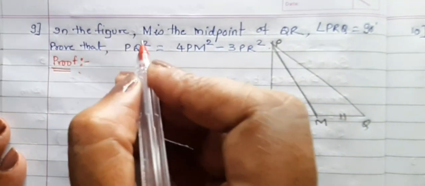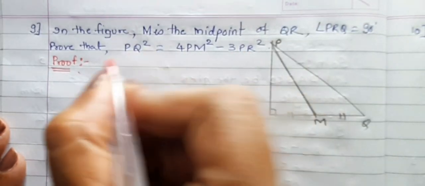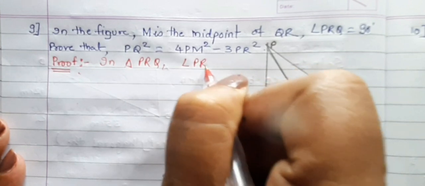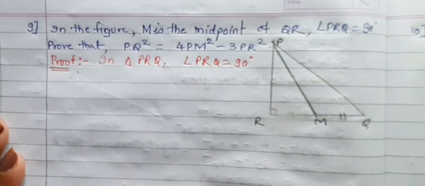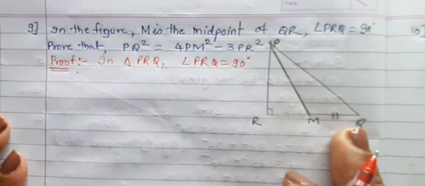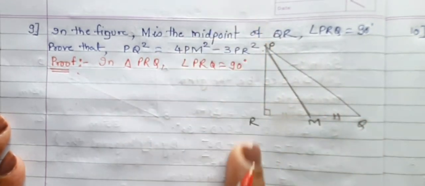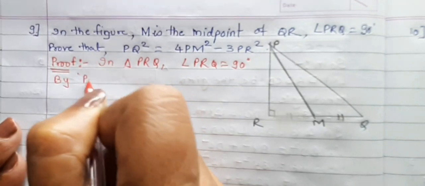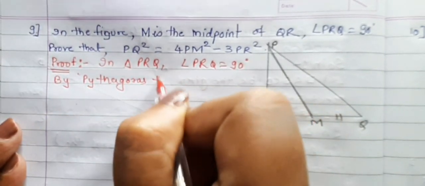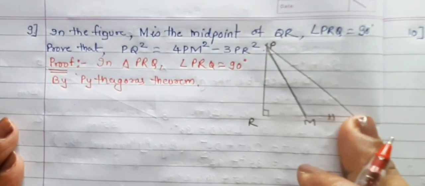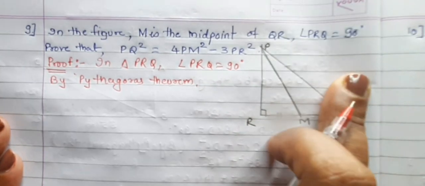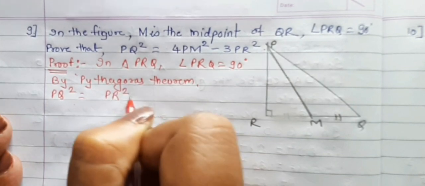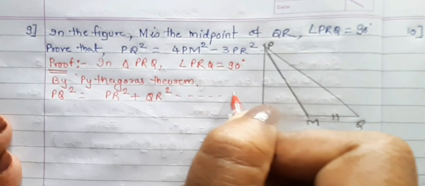Okay, which is the triangle given over here? In triangle PRQ, angle PRQ is equal to 90 degrees. So what are you going to apply? You are going to apply Pythagoras theorem. So it will be PQ square is equal to PR square plus RQ square. By Pythagoras theorem, PQ will be the hypotenuse as R is 90 degrees. The side opposite is the hypotenuse. So here it will be PQ square equal to PR square plus QR square. This is my equation number 1.